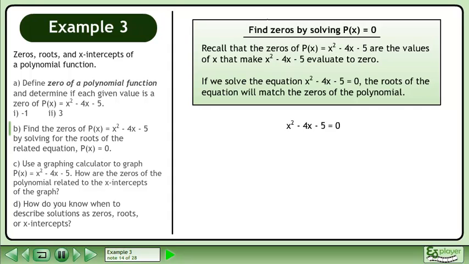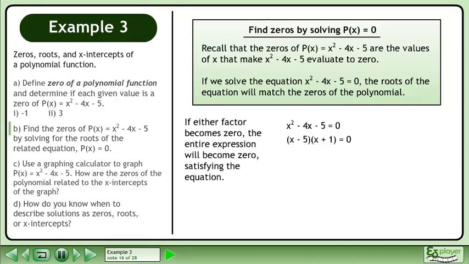Write the equation x squared minus 4x minus 5 equals 0. The trinomial x squared minus 4x minus 5 factors to x minus 5 times x plus 1. If either factor becomes 0, the entire expression will become 0, satisfying the equation.